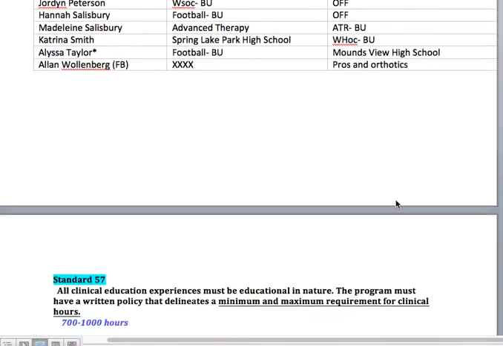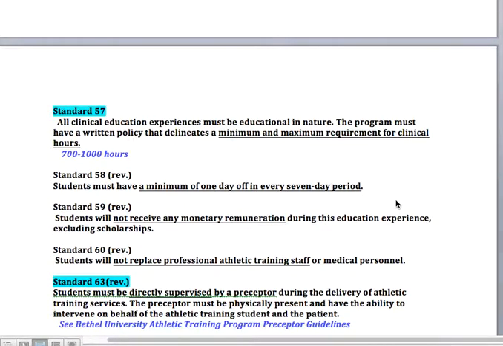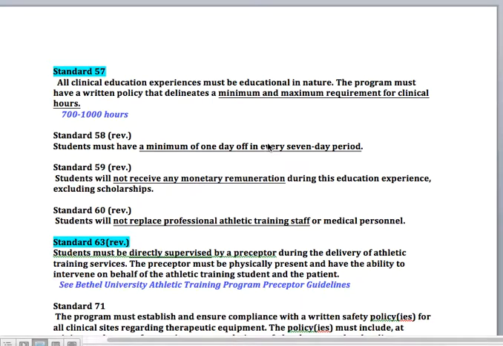Hopefully you understand that. There are a few standards established by CAATE, our accrediting body, that you need to understand. The first one is Standard 57, which says that we have to delineate a maximum and minimum number of hours. The minimum number of clinical hours to accrue is 700 in the program, and the maximum is 1,000. That's what you can write up to 1,000 on your record sheet. You can't go over 1,000 to record on that. However, if you do more than 1,000 clinical hours, keep track of them because it looks great on a resume, and you can put those on a resume.